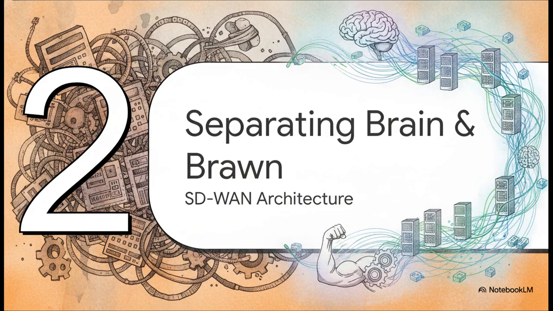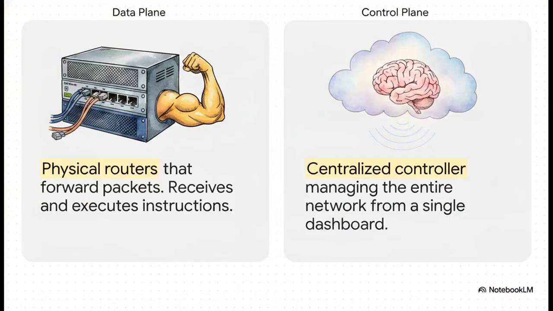Moving on to Section 2, separating brains from brawn. So how do we fix a system that's manual, blind, and completely clunky? Well, we completely redesigned the architecture by applying the principles of software-defined networking. Here is our hero concept. SD-WAN solves those traditional WAN problems by splitting the network into 2 distinct layers. It completely decouples the physical hardware from the software intelligence.